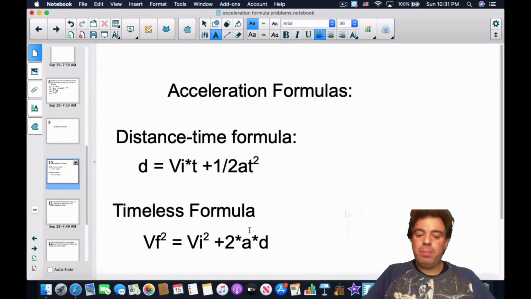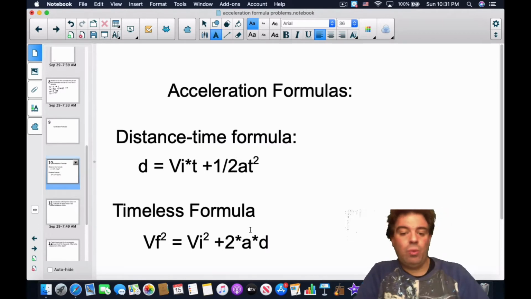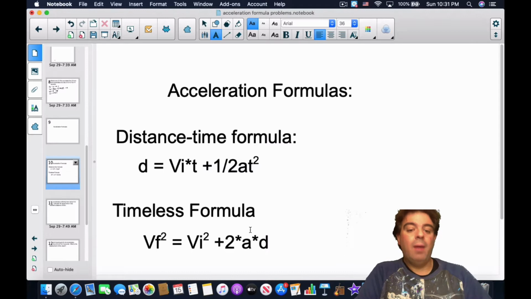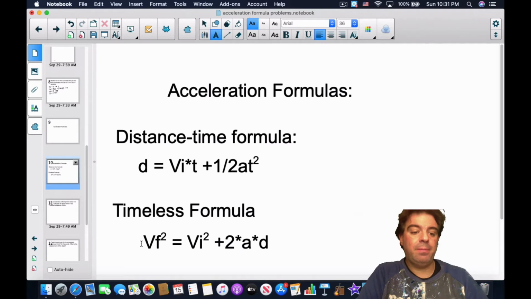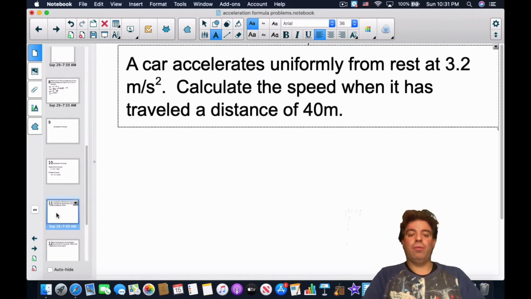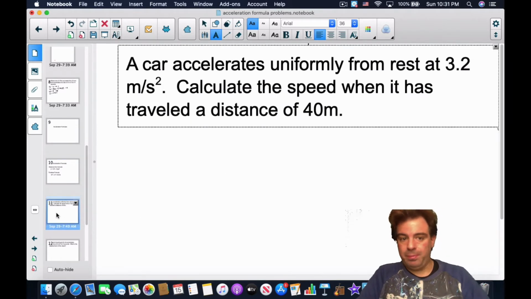So here's the biggest trick of when to know to apply which formula. If time is given, you will clearly use the distance time formula, whereas if time is not given, you're going to use the timeless formula. It's pretty much as simple as that. Let's solve right away our first problem.